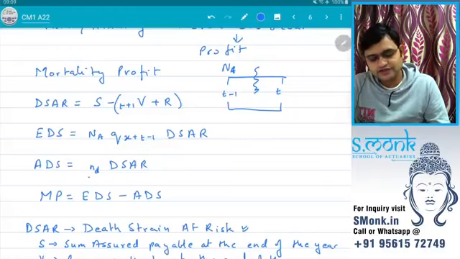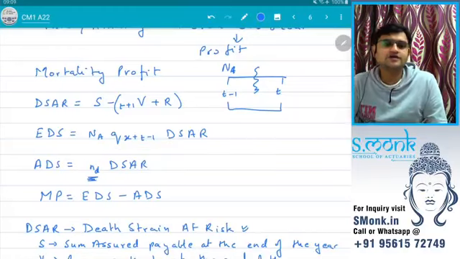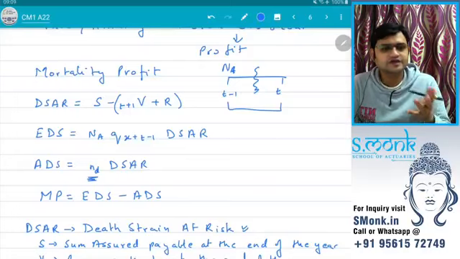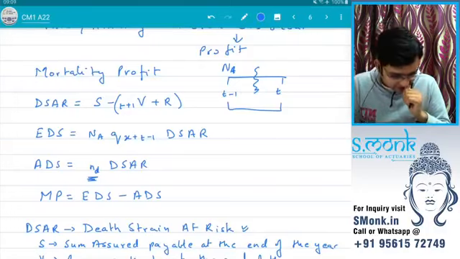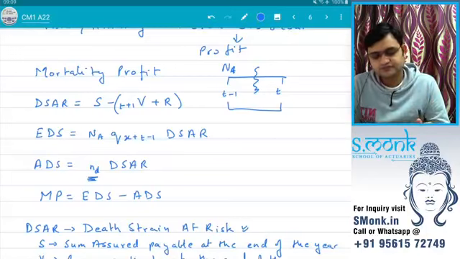Then actually we are saying these many deaths occurred in this particular year. Now that year has passed, we know how much payment we did. We are calculating whether we earned profit or whether we earned losses. So this is the actual number of deaths. Actual number of deaths is ND, and we'll multiply DSAR to it to get the actual death strain.